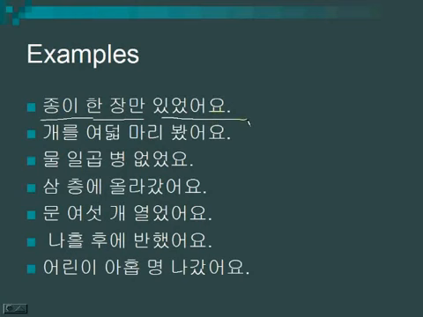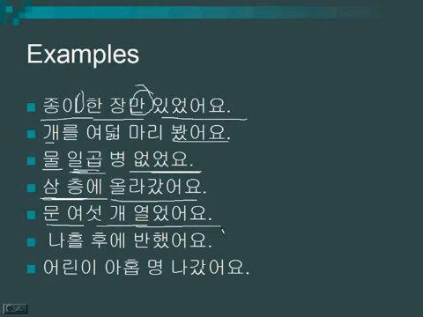종이 한 장만 있었어요. So you can either put the particle here or here. Okay? 종이 한 장만 있었어요. There was one sheet of paper. 개를 8마리 봤어요. 보다, that's to see. 개, dog. I saw 8 dogs. 물 7병 없었어요. 없다, to not exist. There weren't 7 bottles of water. 3층에 올라갔어요. I went up to the 3rd floor. 문 6개 열었어요. I opened 6 doors.